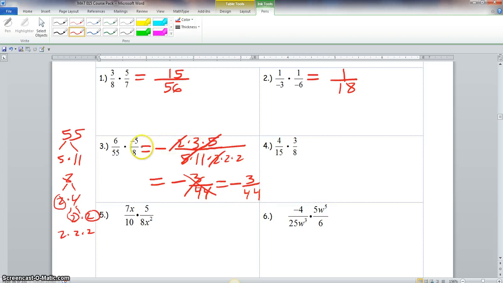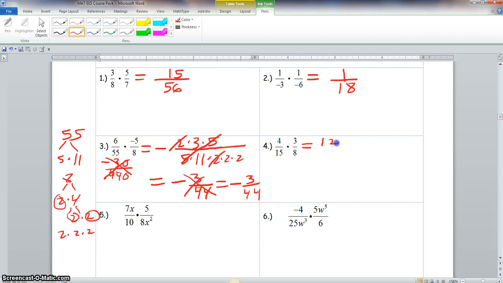Now, again, don't you think it would have taken you a longer time if you would have said 6 times negative 5, which would have been negative 30, and 55 times 8, which would be 440? I think it would have taken a little longer if you would have tried to simplify this instead of taking a prime factorization here. So what I'm going to do in number 4, I'm going to do it both ways. So let's go and multiply it across.